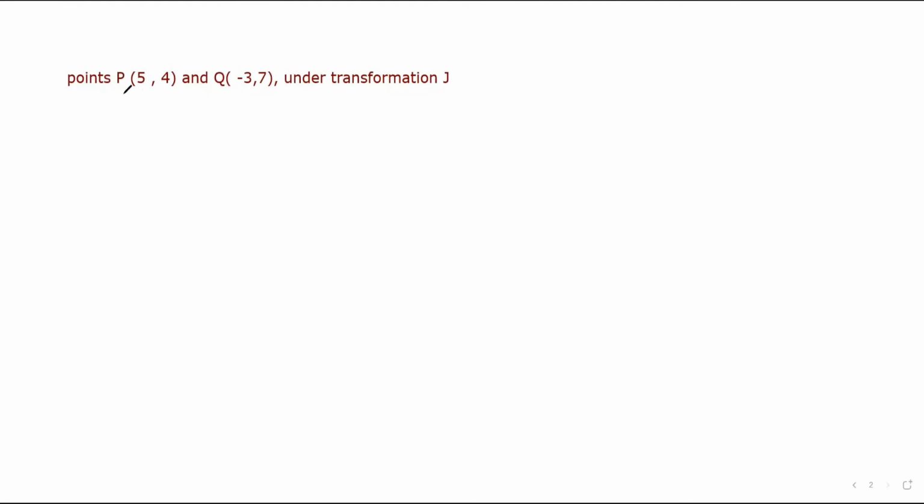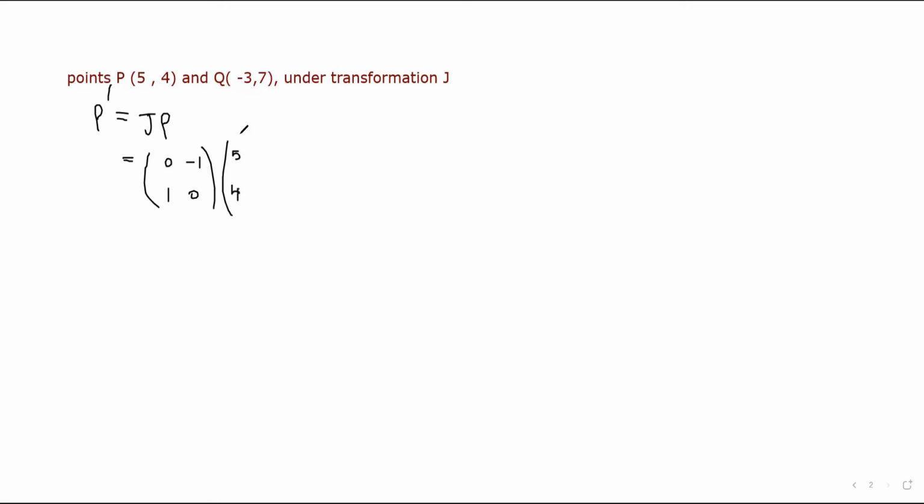Now this is what we do. In order to get the point P prime, it is going to be equal to the transformation matrix J multiplied by the point P. Remember, it's always the transformation first, then times the point. So P prime is going to be the transformation J they gave us, 0, -1, 1, 0, multiplied by P, and P is the point 5, 4.